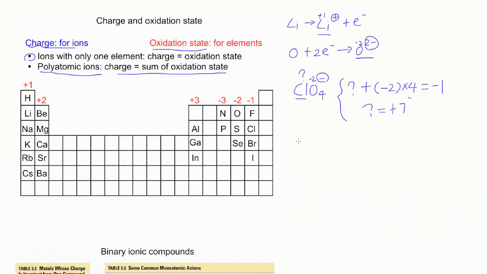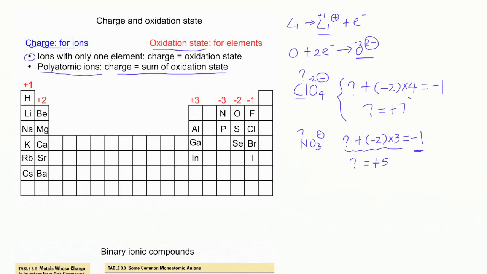Now let's take a look at one more example. If you have NO3 minus, again you have one negative charge. If you don't know the oxidation state for nitrogen, then you can set up the question mark plus negative 2 times 3 equals negative 1. The charge equals the sum of the oxidation states. If you do the calculation, the value for the question mark is positive 5. So the oxidation state for nitrogen is positive 5.